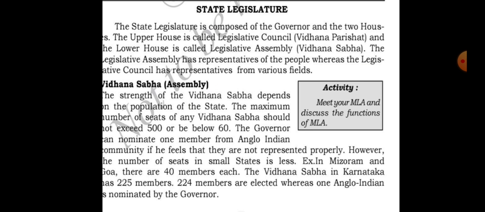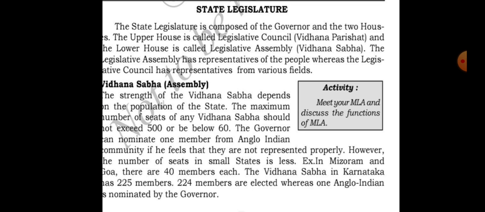Now let us know more about our state legislature. Our state legislature is composed of the governor and the two houses. The upper house is called Legislative Council or Vidhana Parishad, whereas the lower house is called Legislative Assembly or Vidhana Sabha. The Legislative Assembly or the lower house represents the people, whereas the Legislative Council represents the various elected members who are chosen from various fields.